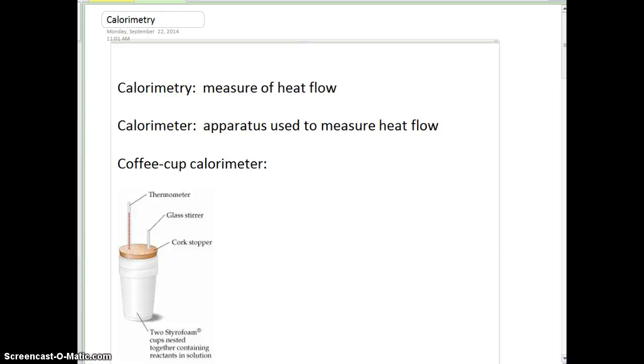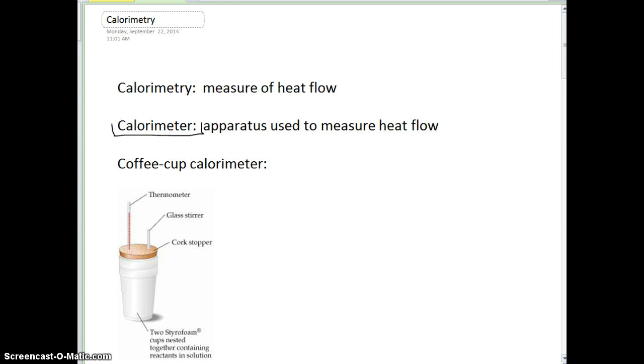Hi AP Chemistry students, we're going to be talking about calorimetry tonight. And in calorimetry, we are talking about the measure of heat flow. That's really what's happening here in calorimetry. And we'll be talking about things like calorimeters and especially coffee cup calorimeters.